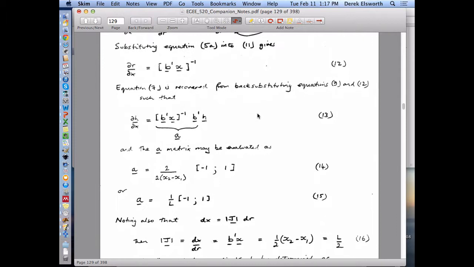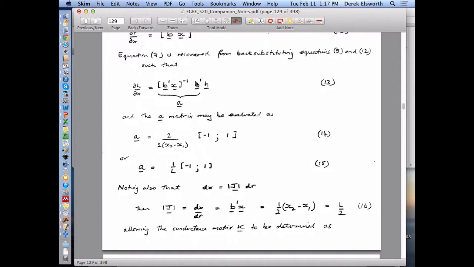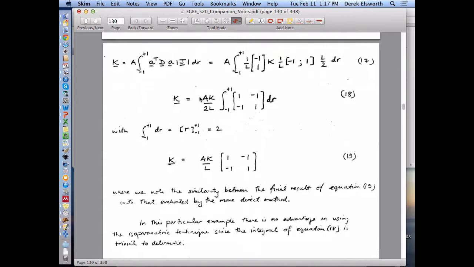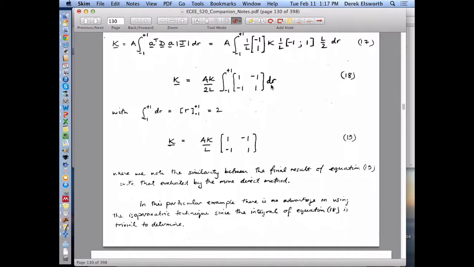So the A matrix is just the derivatives of the shape functions with respect to R, multiplied through by the nodal coordinates. This is the determinant Jacobian on this side, and this is just the derivatives of the shape functions with respect to R. And once we have that, we have everything we need to be able to put it together. And all of the integrations then are in this local coordinate system. So that's basically the way it shakes out for a one-dimensional element.